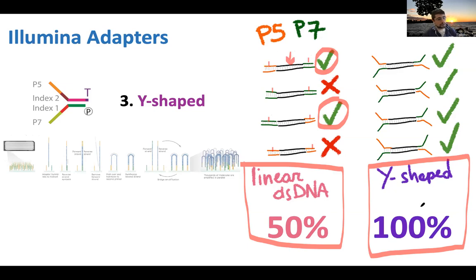While if you look on the right, you have a Y-shaped type of adapter. Every single time, you can try to draw these schematics as many times as you want, you will have 100% of the fragments carrying both the P5 and P7 information, okay? So this is just a way of getting the libraries with the correct information in a much more efficient way, okay? So that's why we usually don't use linear double-stranded DNA adapters, but we usually use Y-shaped adapters, okay?